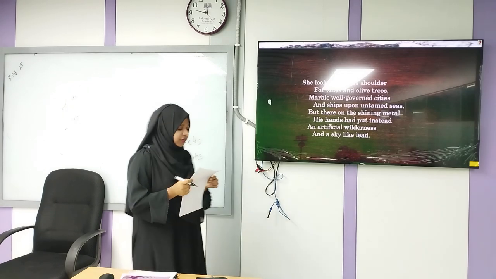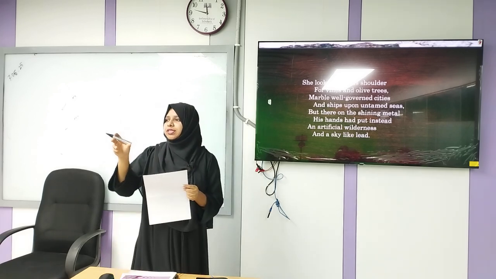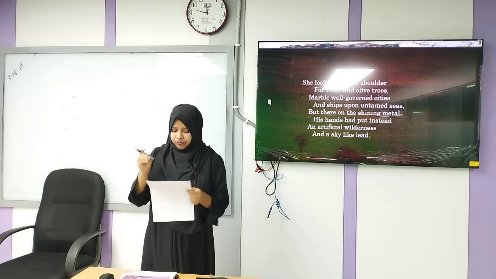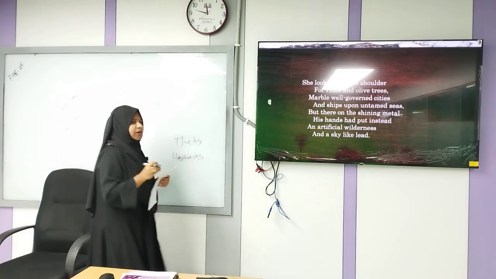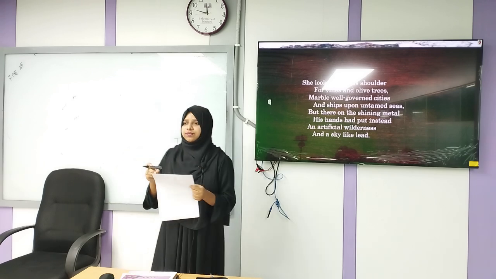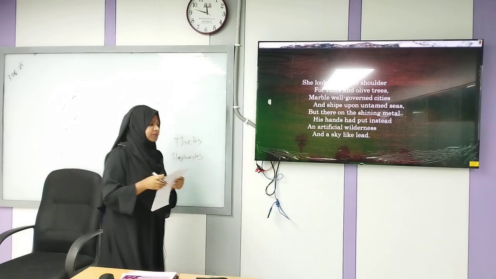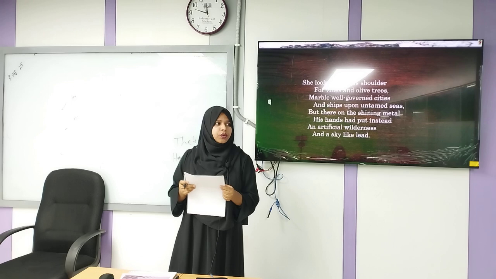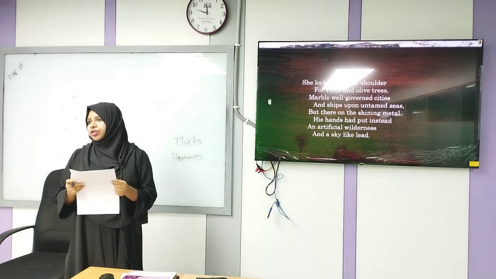Thetis. She looked over his shoulder means she looked for the shield. For vines and olive trees. What does an olive tree signify? Greenery or peace? Peace. And vines? Greenery, creepers. Marble well-governed cities indicate civilization. She is looking for some greenery and some marbled civilization, well-built buildings.